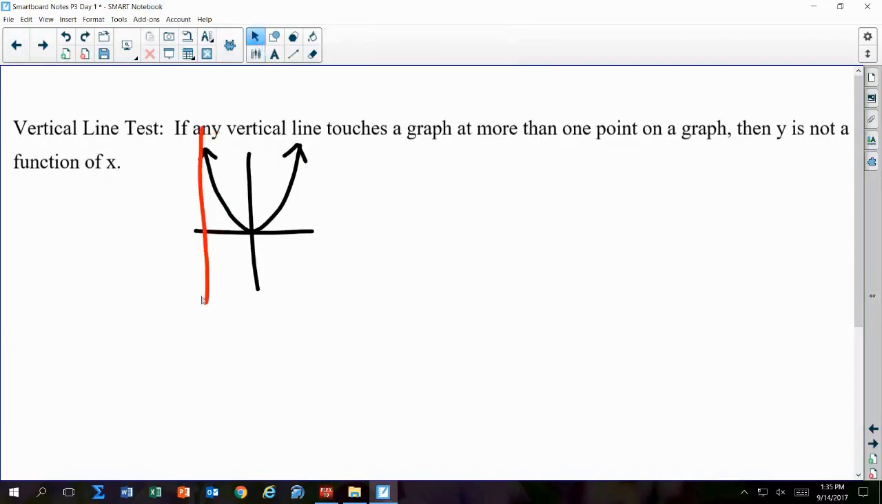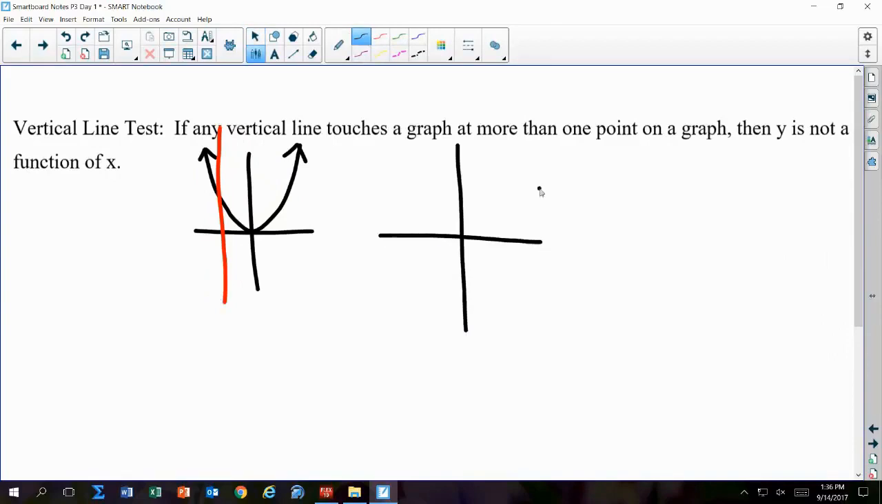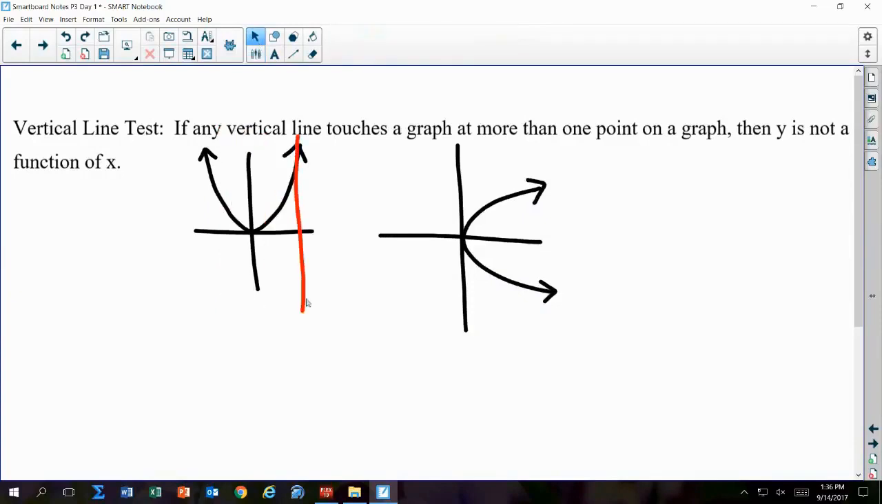Now, if I take this line and I move this vertical line, is there anywhere that the vertical line touches the graph at more than 1 point? No, right? That's why it's a function. Now, if I draw a different graph, one that looks like this, and I take that vertical line, is there anywhere where that vertical line crosses the graph at more than 1 point? See how it's crossing the graph at 2 points? That is not a function, okay?